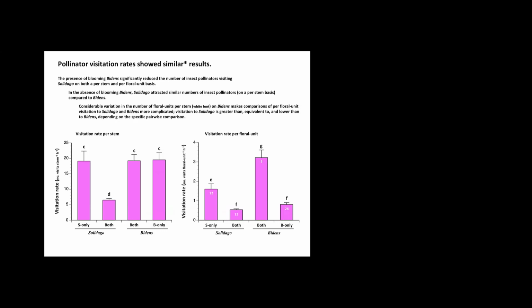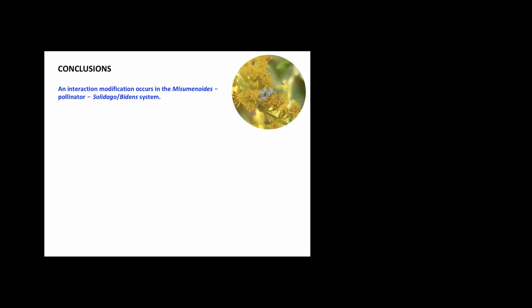Visitation rates per floral unit are a little bit more difficult to interpret, and this is because there was a big difference in the number of inflorescences per stem between the second and third runs that I was doing. The numbers here in white are telling you the average number of floral units per stem. And again, I would be happy to discuss that later, but I just want to wrap up here by saying, yes, indeed, there is an interaction modification taking place in this system.